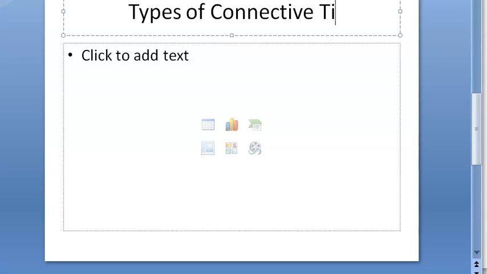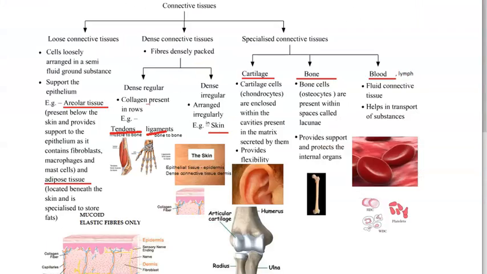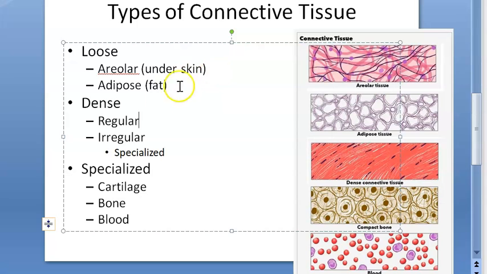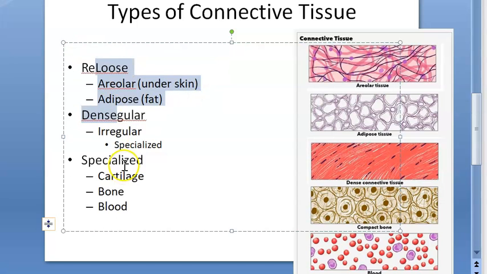Now, let us go to types of connective tissue, which you have already seen. Remember this diagram, you already have seen it, right? Connective tissue, you have loose connective tissue, dense and specialized. Actually, dense irregular itself is becoming specialized, okay? They're calling it as specialized. Where is our notes? Yeah, here. So, you write, okay, loose, dense and specialized.